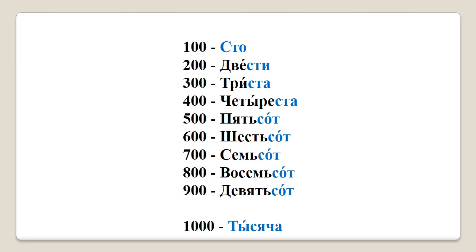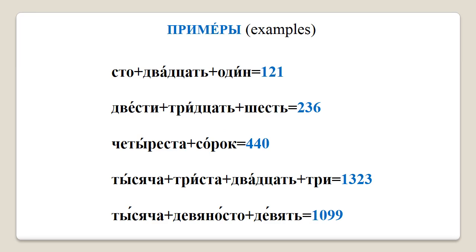Тысяча. Now, the principle of putting these numbers together is the same as we've seen in the previous lecture. Let's have a look at some examples. The word for examples in Russian is примеры. I'm going to read each number out twice, and I would encourage you to repeat them after me.